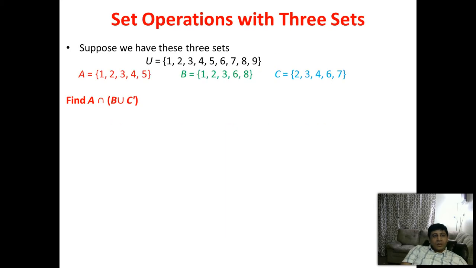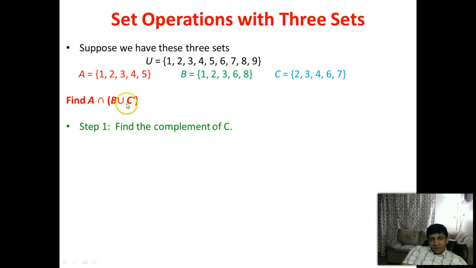Now, to give you an idea how to deal with more than two sets, let's consider this example, in which we have three sets A, B, and C given to us. A universal set is also given to us. Our first task is to find A intersection with (B union C complement). This involves operations with three sets. As I told you earlier, we will work in steps, starting with the innermost operation, and the innermost operation is finding the complement of C.